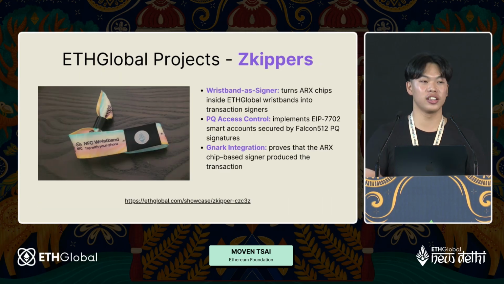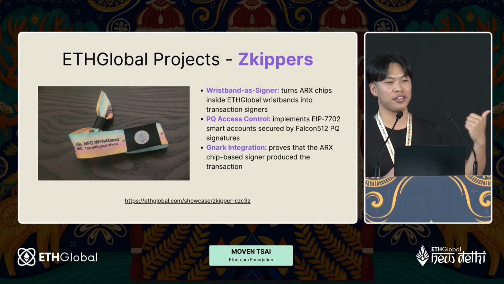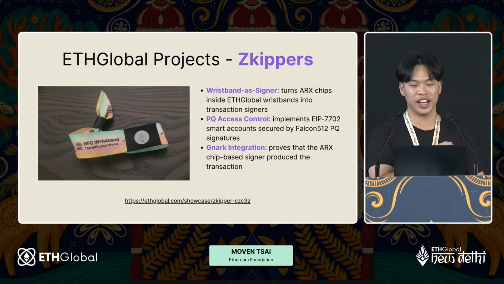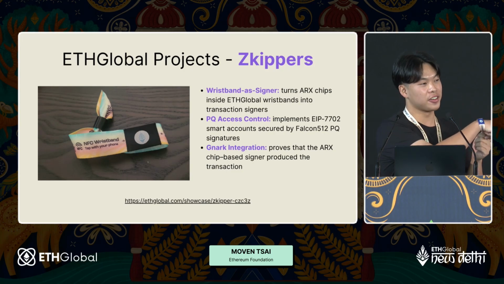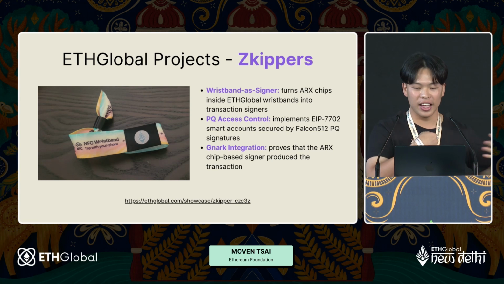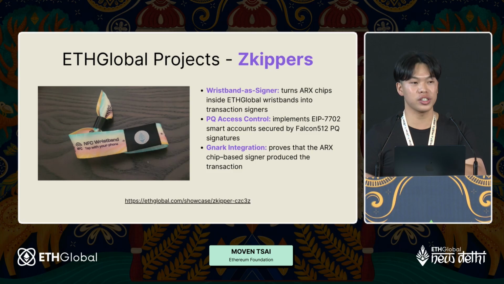And another one is called zkPDF. They have many advanced things wrapped together. One of the things I think is most interesting is that they have this wristband as a signer, so that you can unlock a lot of new things here. All of their code is open source.